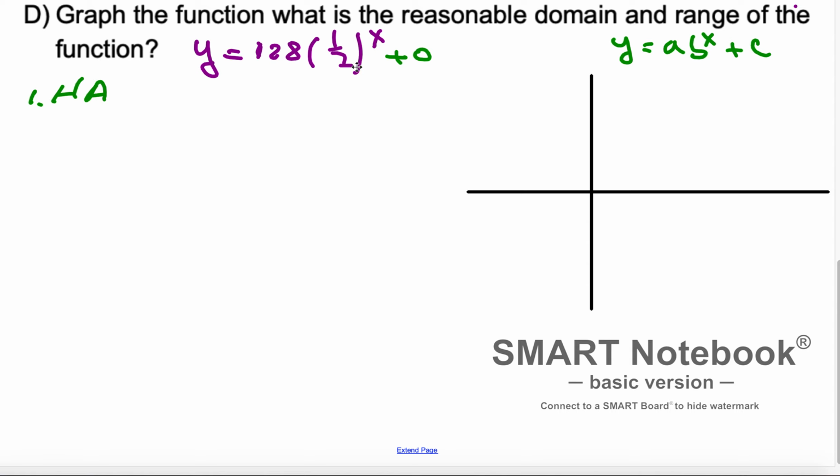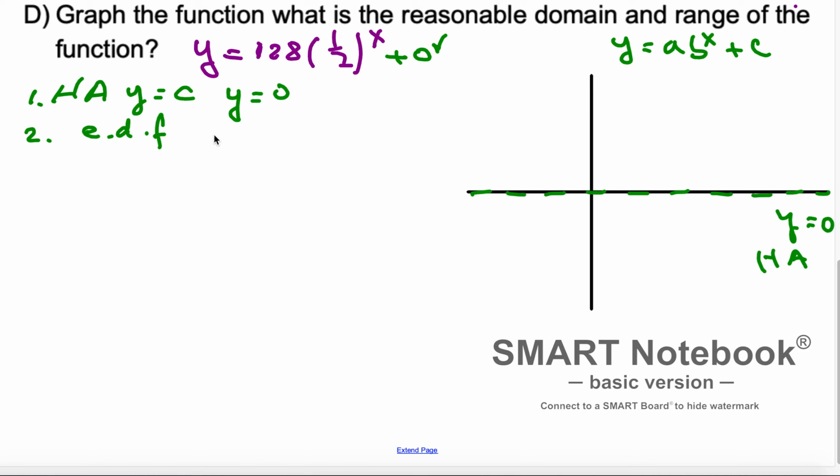Finding the horizontal asymptote: y is equal to c, or in this case c is 0, so y is equal to 0. So already we know the horizontal asymptote of the exponential function is right here. So y is equal to 0, so this is a horizontal asymptote. And the second thing we find here is exponential growth or decay. We already know this function is an exponential decay function because we answered that previously, and we know the function is going to be decreasing.